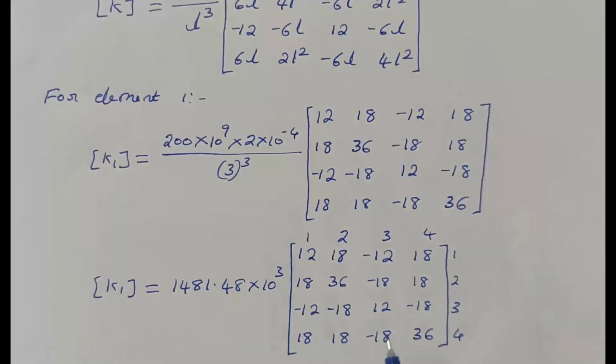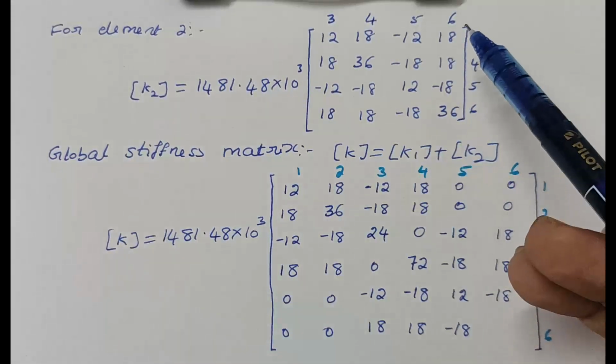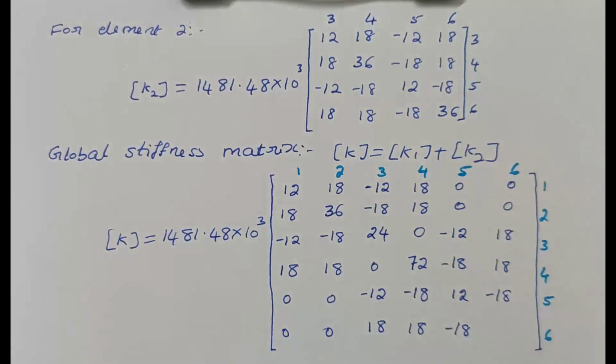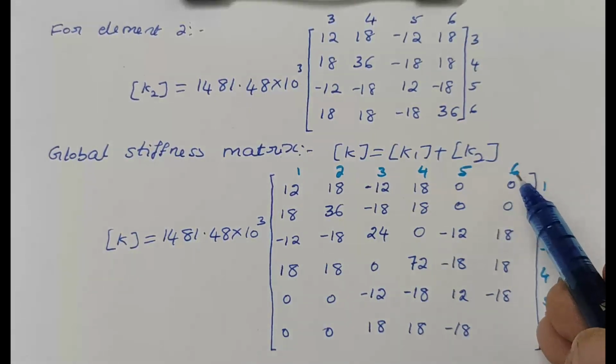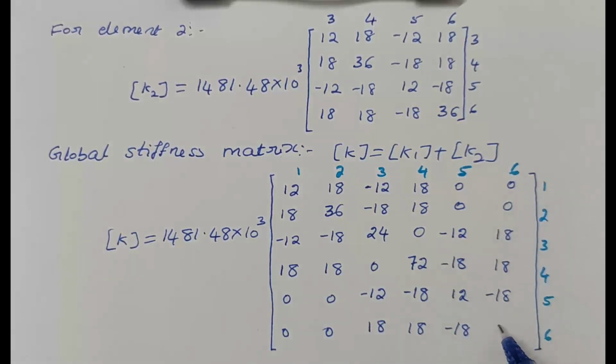Next element corresponding to 6 and 6. See, in K1, we don't have any element corresponding to 6 and 6. In K2, we have element corresponding to 6 and 6, that is 36. Therefore, here element corresponding to 6 and 6 becomes 36. This is the global stiffness matrix.